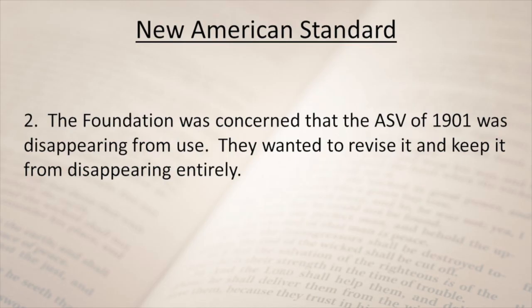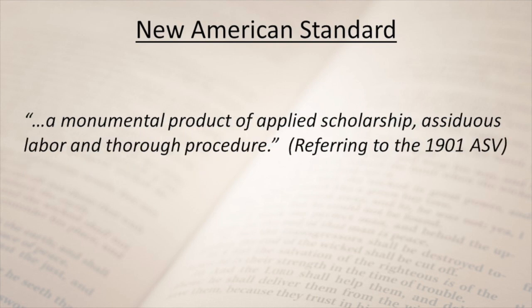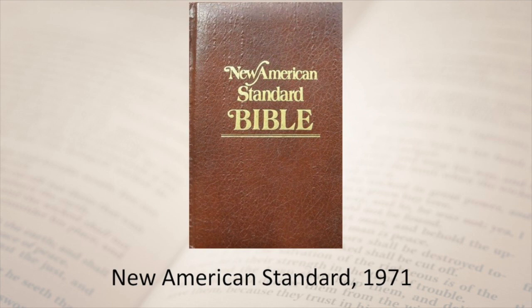The Lockman Foundation did this because they were concerned that the American Standard Version of 1901, which they said was a monumental product of applied scholarship, assiduous labor, and thorough procedure, was fast disappearing from the Bible scene. And so they felt called to rescue that version from extinction. A group of 16 men went to work on this project. The twofold purpose was, one, to adhere to the original languages of the Bible, and two, to obtain a fluent, readable style of current English.